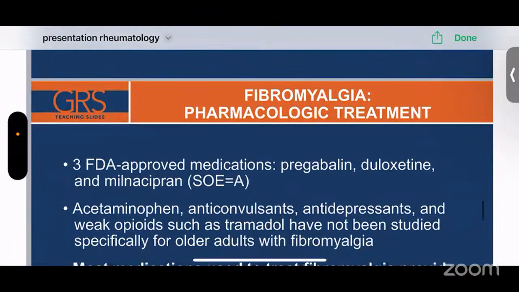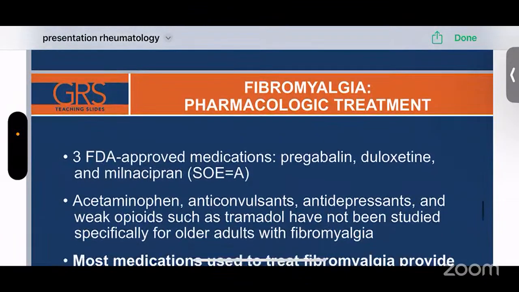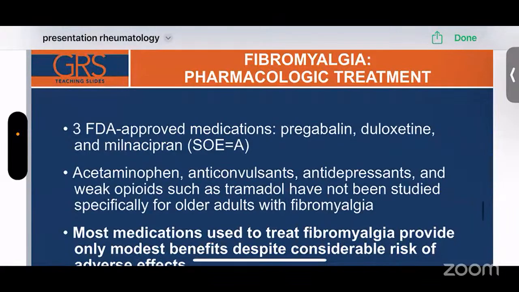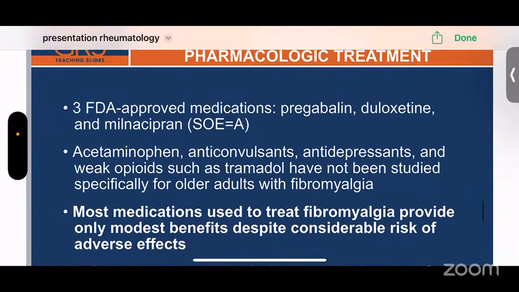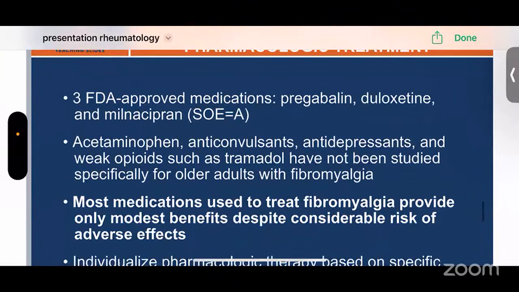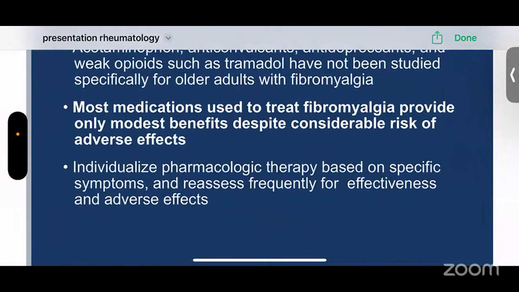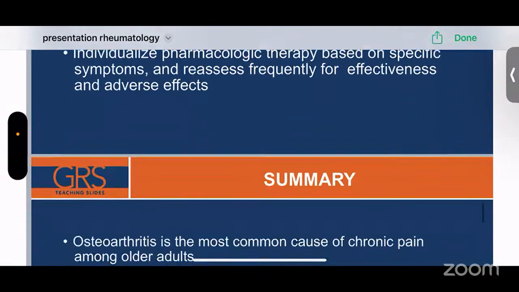The FDA-approved medications are pregabalin, duloxetine, and milnacipran. Acetaminophen, anticonvulsants, antidepressants, and weak opioids such as tramadol have been studied specifically for older adults with fibromyalgia. Most medications used to treat fibromyalgia provide only modest benefit despite considerable risk of side effects. So use individualized pharmacological therapy based on the specific symptoms, and reassess frequently for effectiveness and adverse effects. This is all about fibromyalgia.